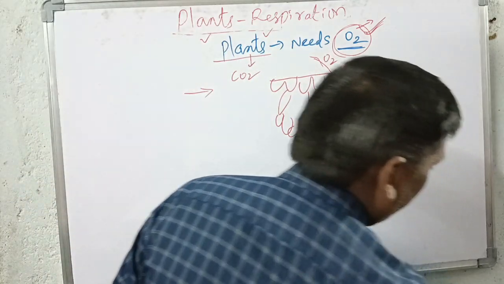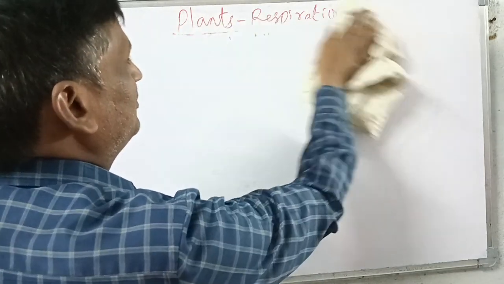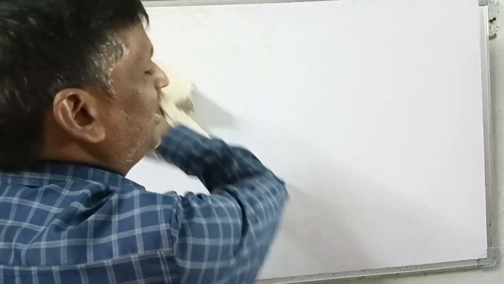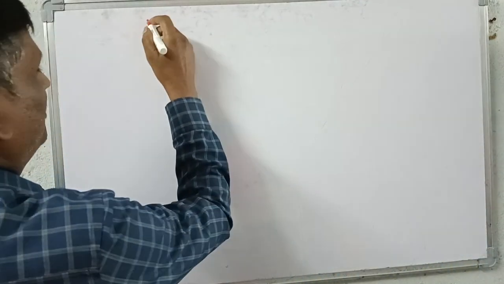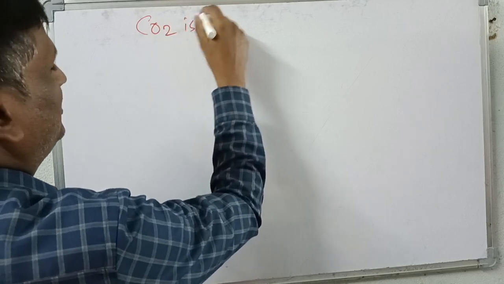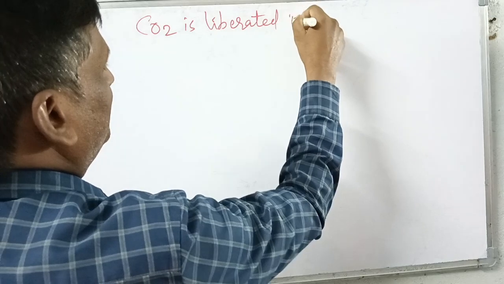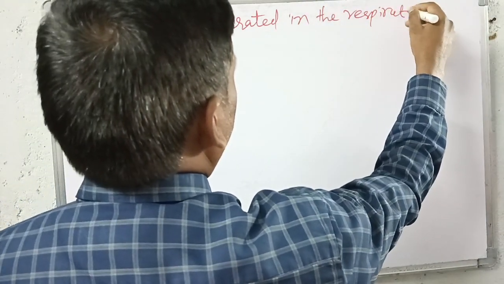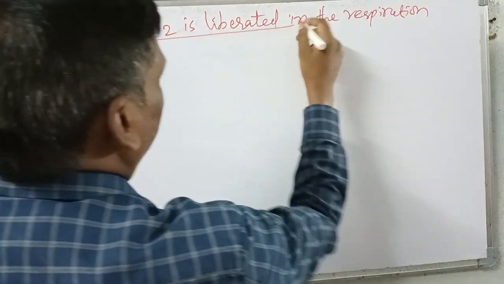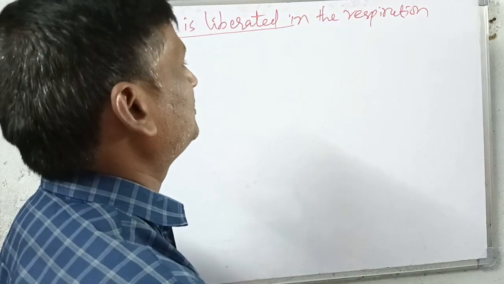So this is about the production of energy in the plant cells. And one last topic here. In plant cells, carbon dioxide and heat are liberated in respiration. First, we are going to see that carbon dioxide is liberated in plants' respiration.